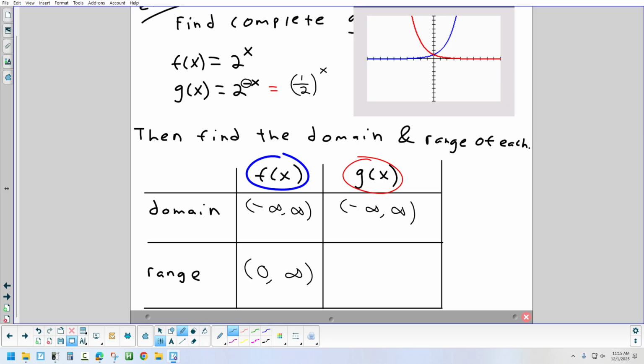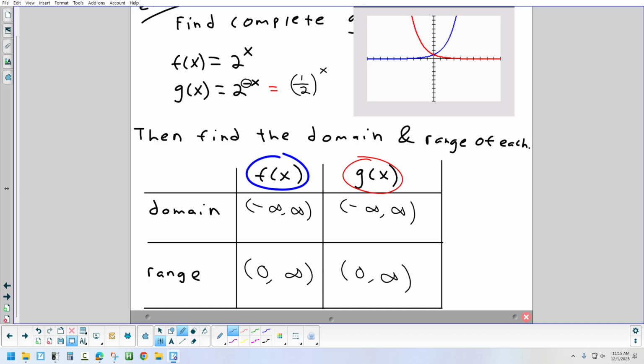How about the range for the red one? 0, comma, infinity. It's also 0 to infinity. So the point is you can have two exponential functions that each have the same domain, same range, but they look different. The one in blue is growth, the one in red is decay.